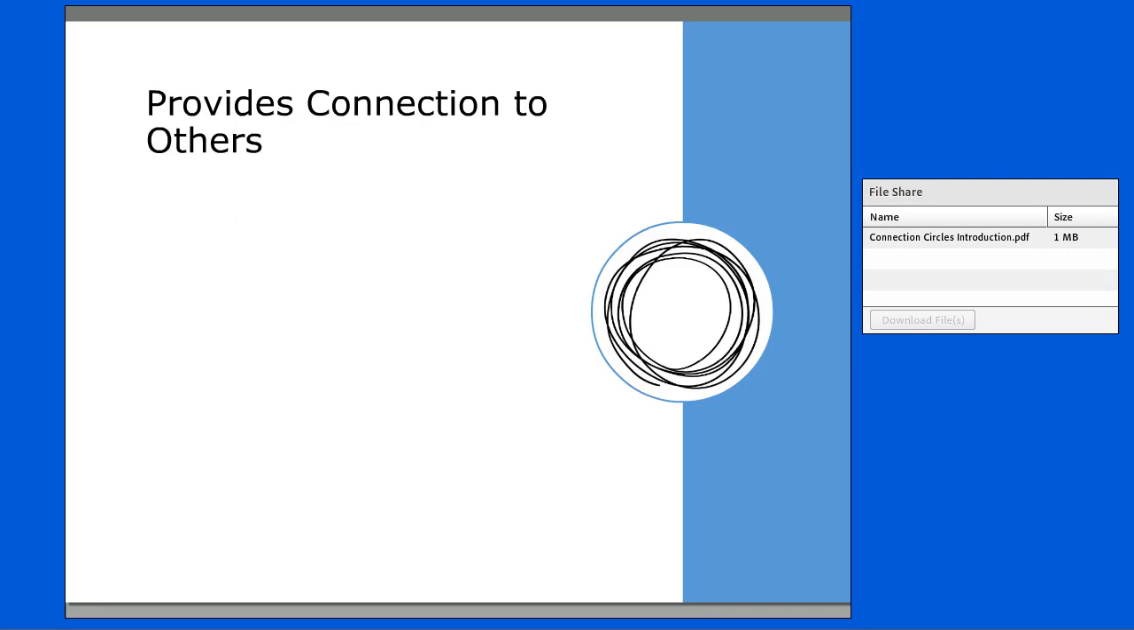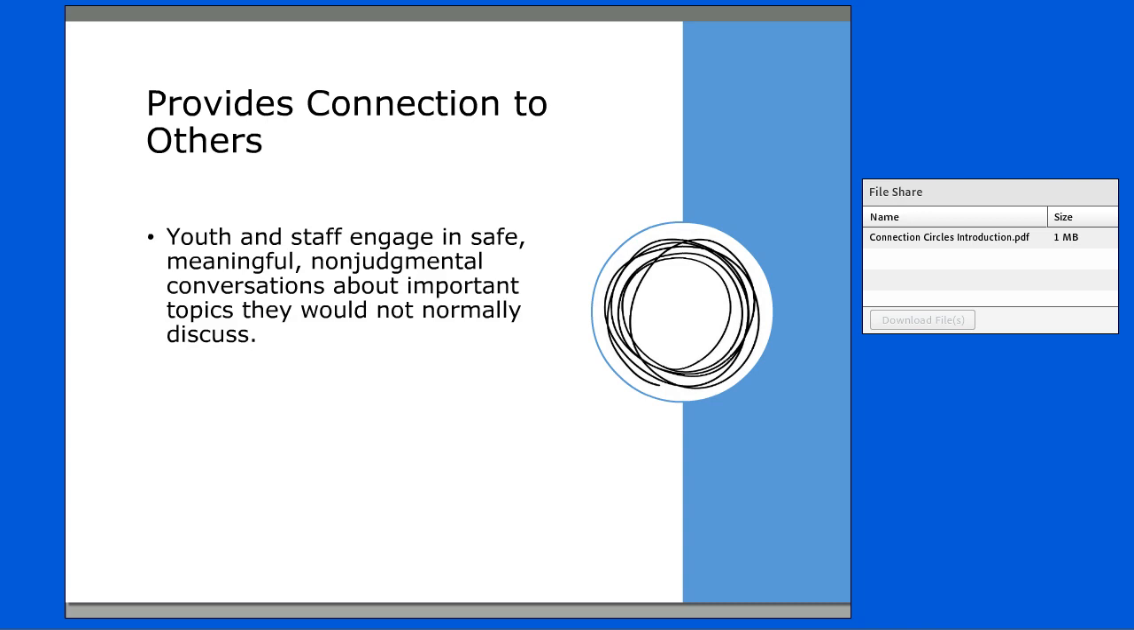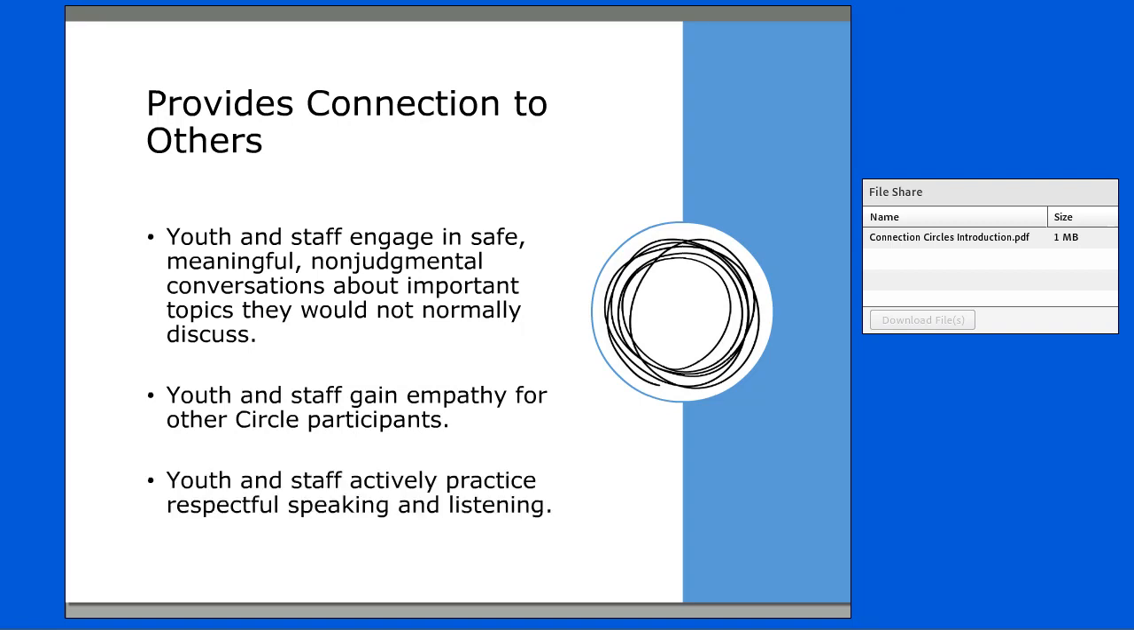Connection circles also provide connection to others. At some program sites, staff tell us that the connection circle is the only meaningful conversations that youth have with each other or with staff. Feedback from youth, circle facilitators, and staff at the sites where circles are being held indicate that the simple process of talking and listening together strengthens bonds among participants. And the circles allow participants to practice these skills with each other as part of their natural participation in the dialogue circle.